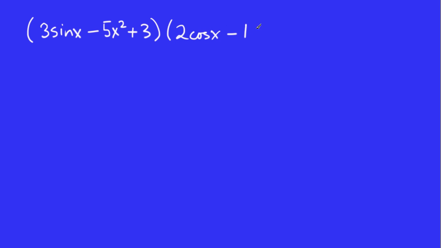Let's say we have something like, I don't know, 3 sine x minus 5x squared plus 3 times 2 cos x minus 1. That's a product. And the question is to find the derivative of it. How do we do it? We're going to use product rule, right? So let's apply our product rule. We're going to do the derivative of the first one.